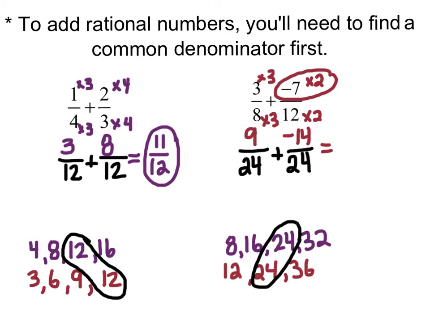Now that we have a common denominator, we're going to go ahead and add 9 plus negative 14. That would be negative 5. And then our denominator stays the same. So negative 5 24ths is our answer.